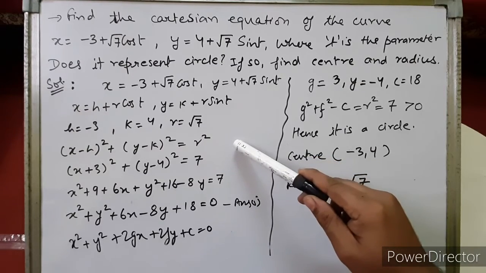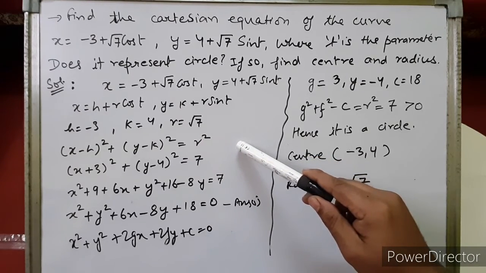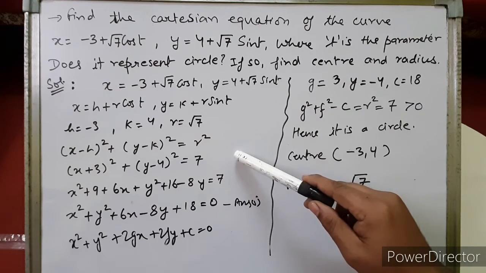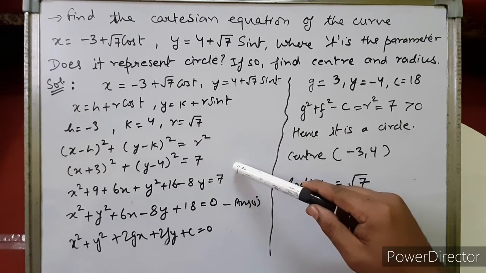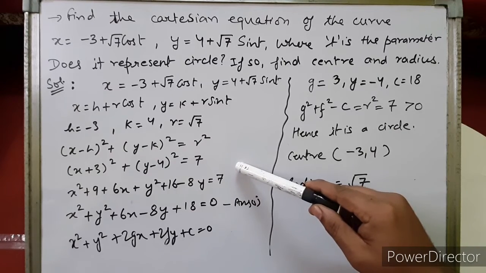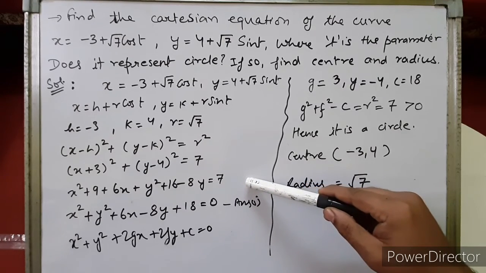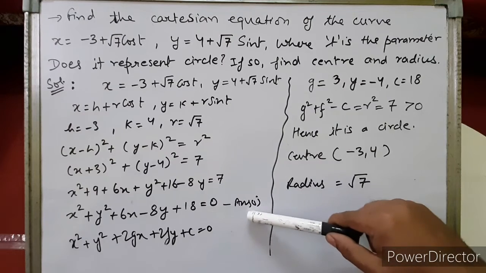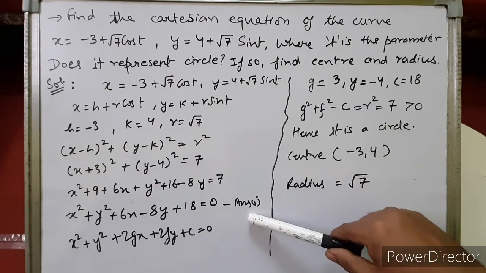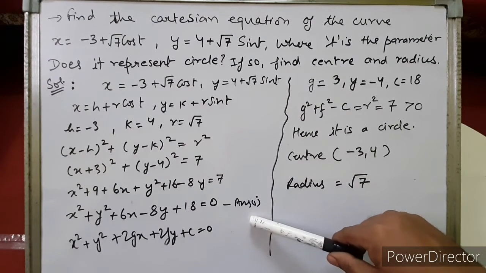We know that the equation of a circle is (x minus h) whole square plus (y minus k) whole square equals r square. On substituting the values of h, k and r, we get (x plus 3) whole square plus (y minus 4) whole square equals 7. Expand, and we get x square plus y square plus 6x minus 8y plus 18 equals 0 as the equation of the circle.